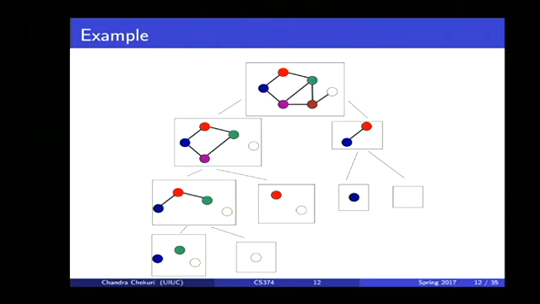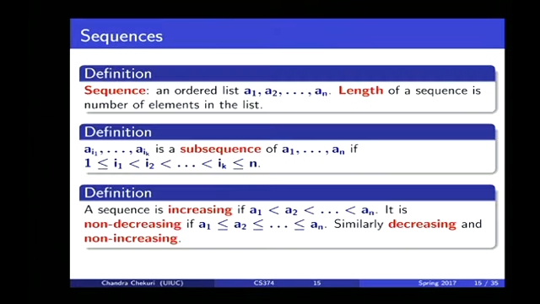Let's do one more problem to get the hang of recursion. We'll play with sequences for the next 2 lectures. A lot of sequence problems are amenable to dynamic programming for a lot of reasons. So what is a sequence? Just an ordered list of numbers or objects, A1, A2, up to An. What is the length of the sequence? How many are there in the sequence? And what is a subsequence? We already know what a subsequence is.